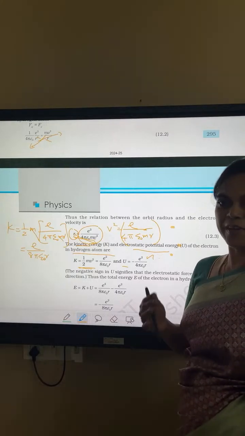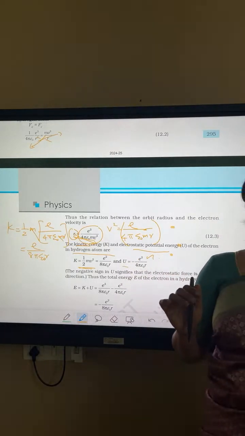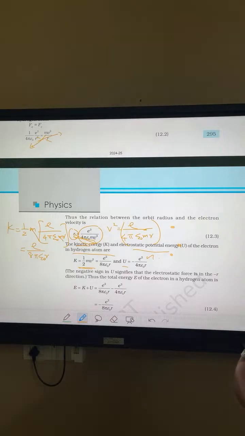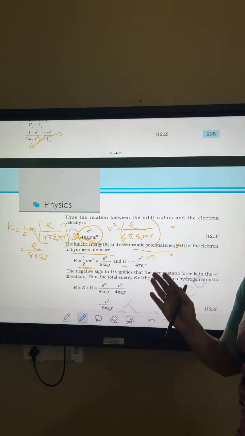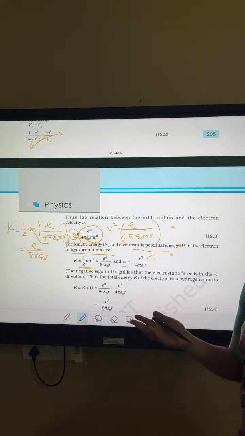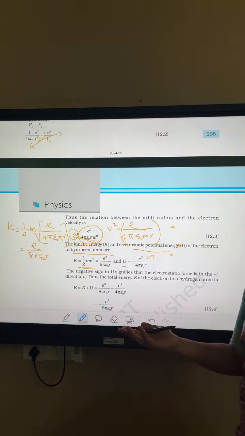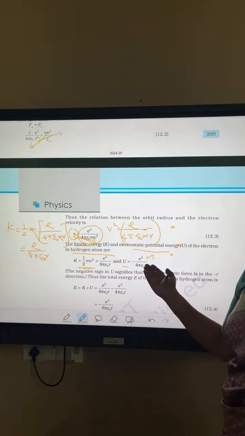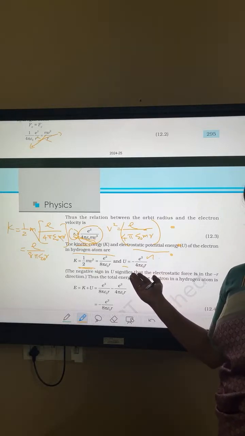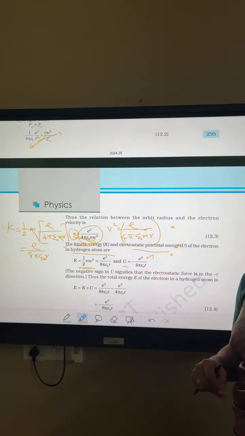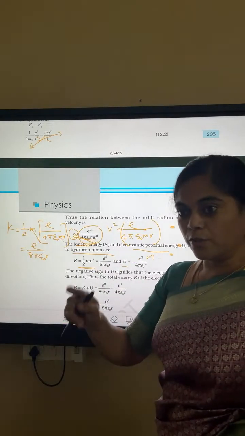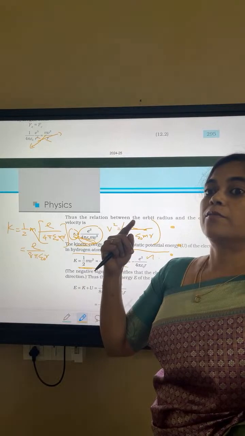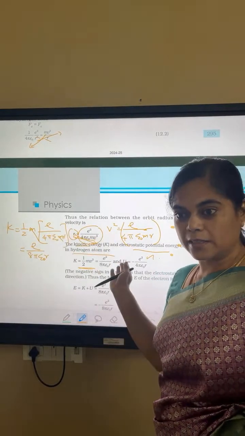What is potential? Everything forgotten. What is potential? Work done per unit charge. Potential energy is k q square by r. Take it from there, from the full derivation. Why is it negative? Work done is against the source, in moving a unit positive charge, so that the negative sign comes.